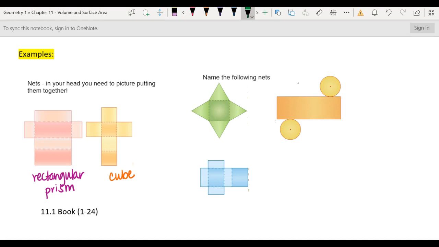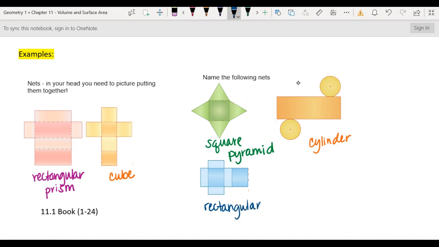Okay, so let's talk about this green one. The green one, what is that? It's a pyramid, and what's its base? It's a square, right? So that's a square pyramid. What's the next one? It's a cylinder. Okay, it's a cylinder because it has two circles. If it only had one circle, what would it be? It'd be a cone. Good. And what about that last one? It would be a rectangular prism, right?